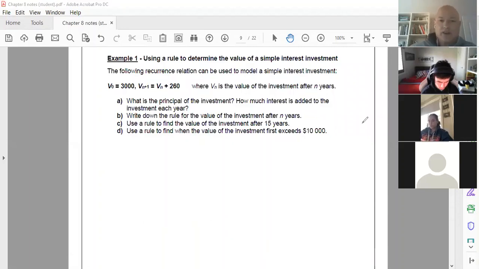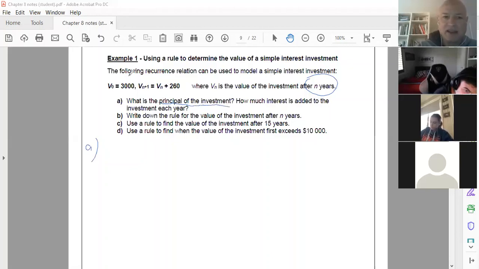Okay, the following recurrence relation can be used to model a simple interest investment. V of 0 is 3,000, V of n plus 1 equals V of n plus 260, where V of n is the value of the investment after n years. Part A, what is the principal of the investment? Well, that's pretty easy. The principal means, what did we start with? Well, we have started with $3,000. So the principal is $3,000.